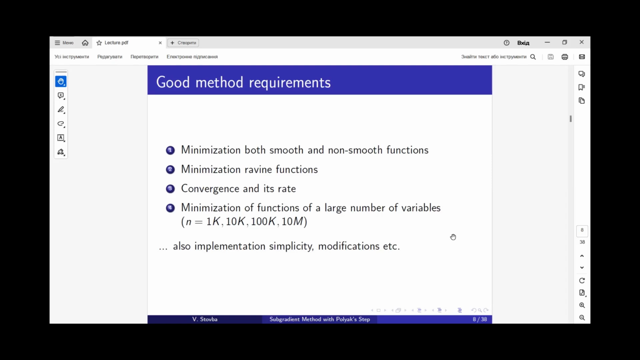Also, it would be great to simplify some implementations of this algorithm. It should be easy to implement in different programming languages. We need to have some space for modifications of this method and so on. But these are the main requirements.